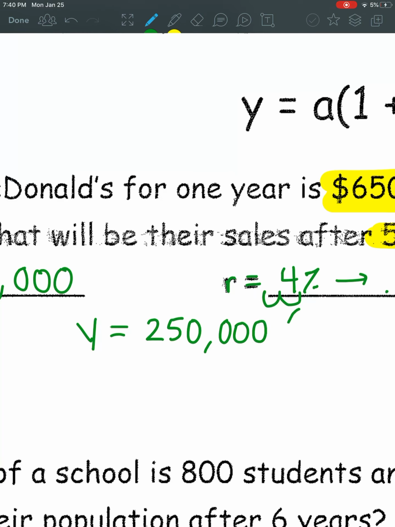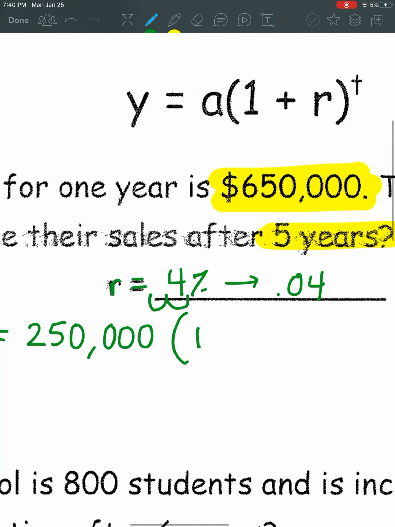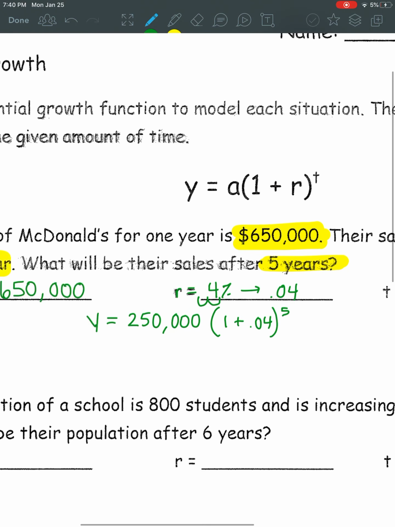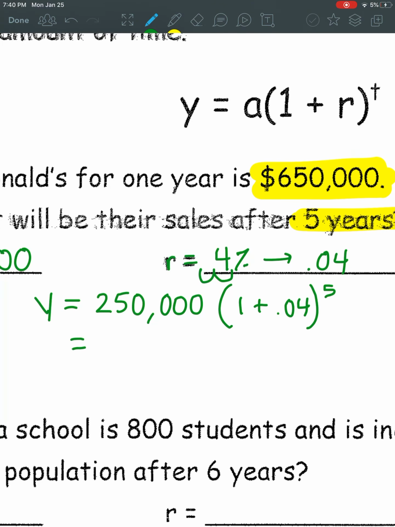So Y equals A. A is 250,000. Then in parentheses, we have 1 plus the rate, 0.04, and this is all raised to the 5th power, to the number of years. Okay, we can take this a step further. In the parentheses, make sure we follow order of operations. So in the parentheses, we do 1 plus 0.04, so it'd be 1.04. That is your growth factor.